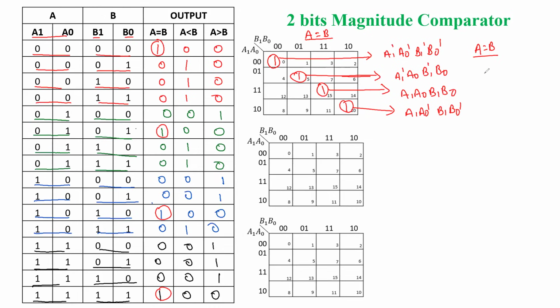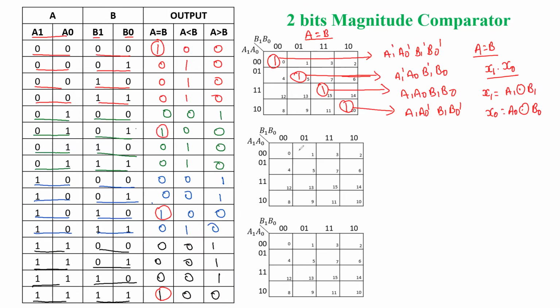in which we'll get X1 into X0, where X1 and X0 are the XNOR functions: X1 is the XNOR of A1 and B1, and X0 is the XNOR of A0 and B0. Once we simplify, you'll get the situation like this.